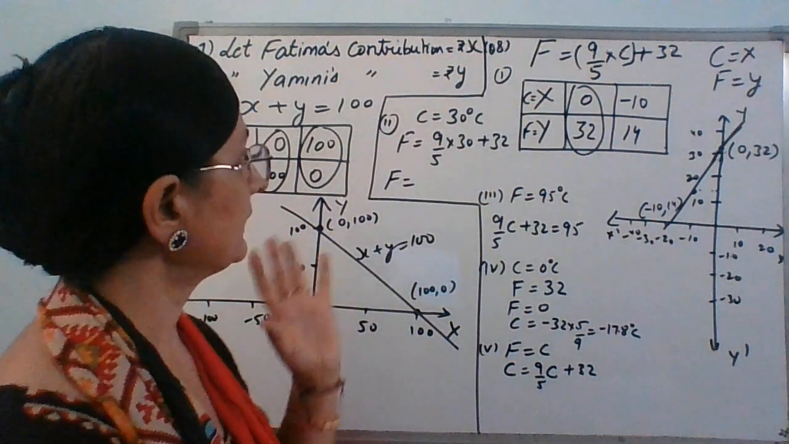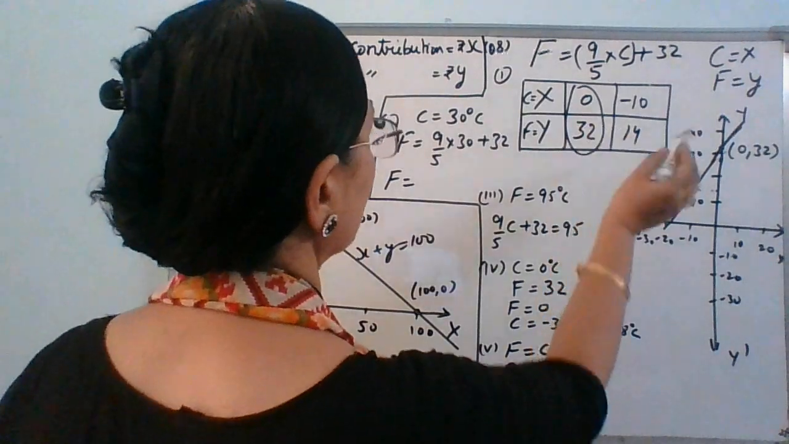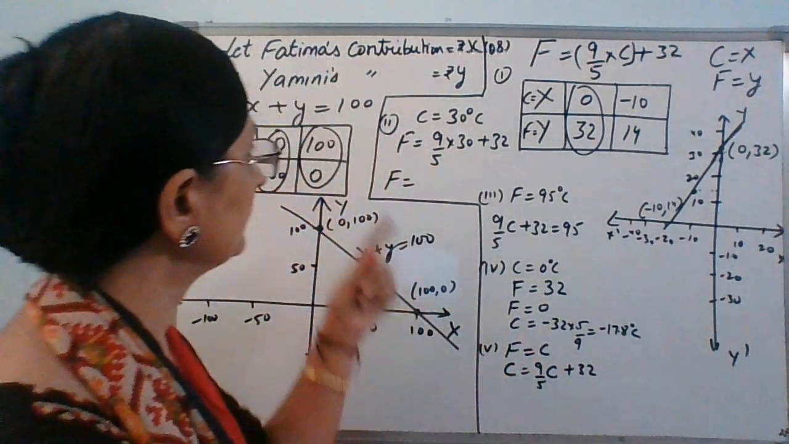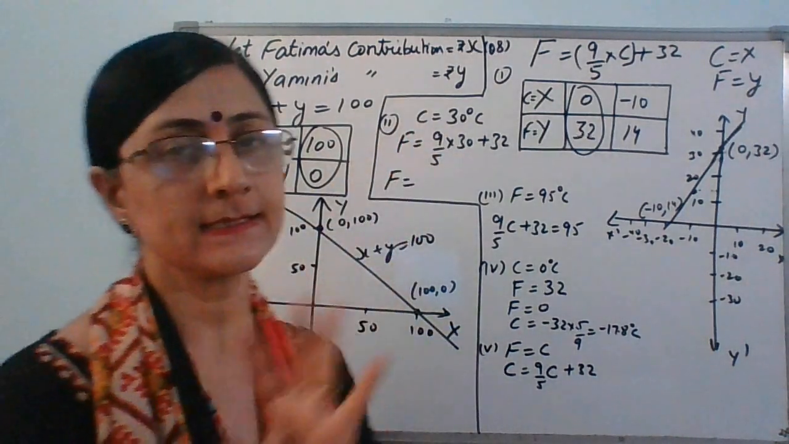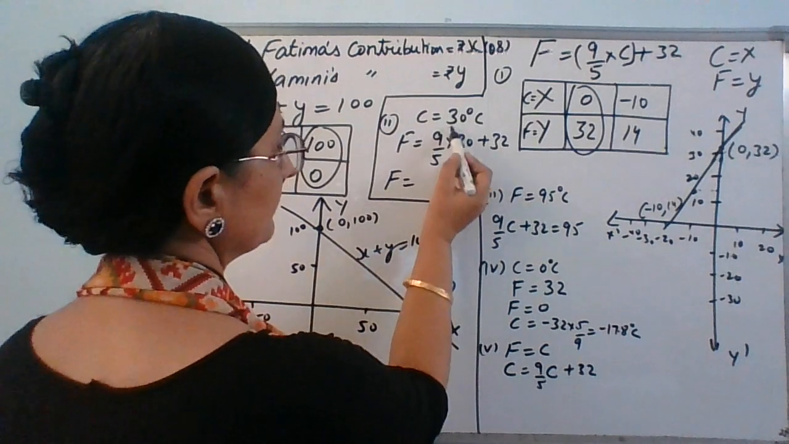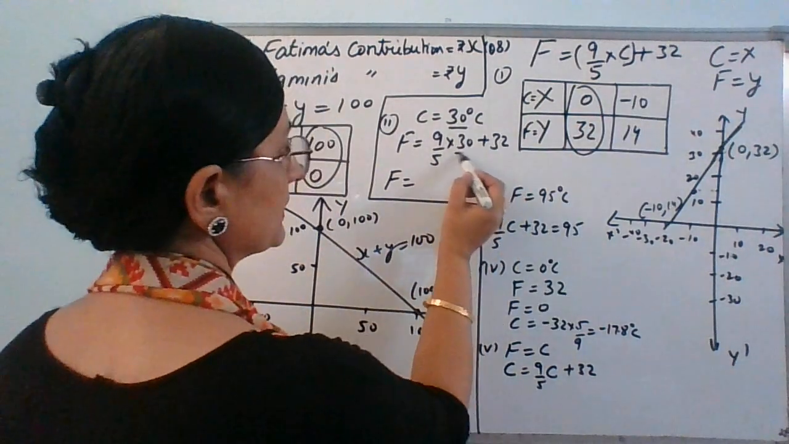Now there are different parts, right? This was the first part, to draw the graph. Then the second part, third part, fourth part, and the fifth part. What you have to do in the second part: the value of C is given as 30 and you are supposed to find out F. So F is equal to 9 by 5. Put where it is C, just substitute 30 there.